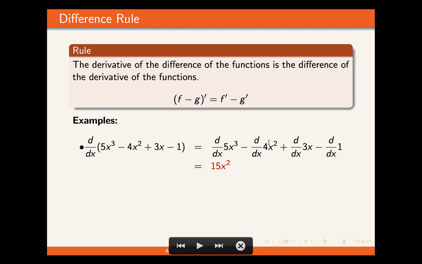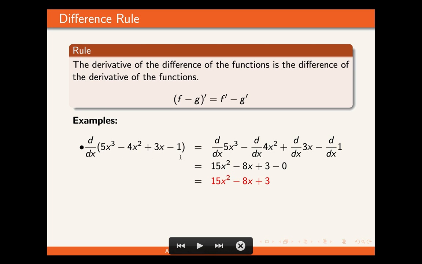In the same way, we can find the derivative of 4x squared, which will be 4 times the derivative of x squared with respect to x by using the power rule. That will be 2x. So 2 times 4 will be 8, so 8x. And since there is a minus sign, carry that on. In the same way, find the derivative of 3x with respect to x, which is just 3, right? So plus 3. And the derivative of 1 with respect to x is 0. So just write that down. Done. This is the derivative. Our goal is just to simplify. So 15x squared minus 8x plus 3 is the derivative of 5x cubed minus 4x squared plus 3x minus 1.